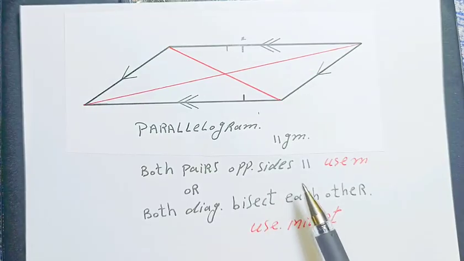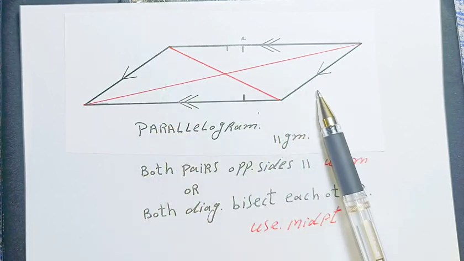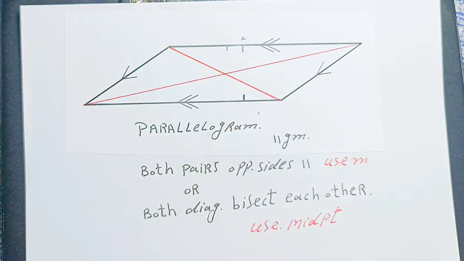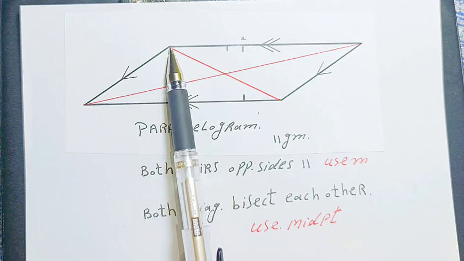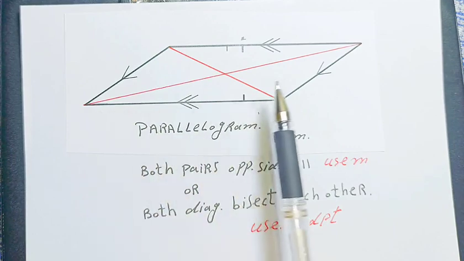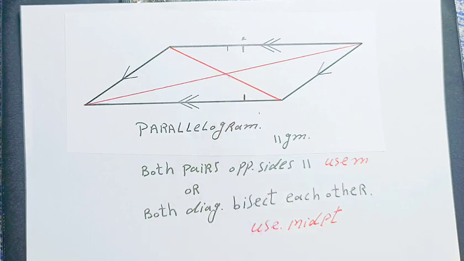So if you want to use the gradient formula, then we have to find the gradient of these two sides, which must be equal to each other, and then we have to find the gradient of these two sides, which must also be equal to each other. Or we can use the midpoint formula: the midpoint between these two points and the midpoint between these two points. If both midpoints are equal, it means the diagonals bisect each other. That way also we can prove this is a parallelogram. I think the second approach is better because it's easier to do. So you can use either one.